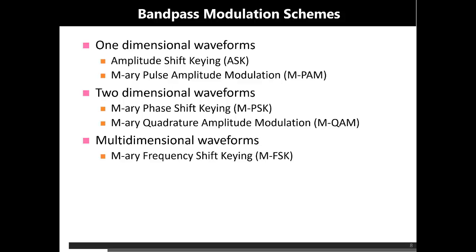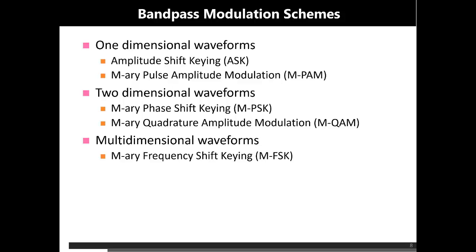Similarly, two-dimensional modulation schemes are those which require at most two basis functions for the generation of their transmit pulses S1 to SM. Under this category, we have M-ary phase shift keying, MPSK, and M-ary quadrature amplitude modulation, MQAM. QAM is basically a joint venture of amplitude shift keying and phase shift keying.